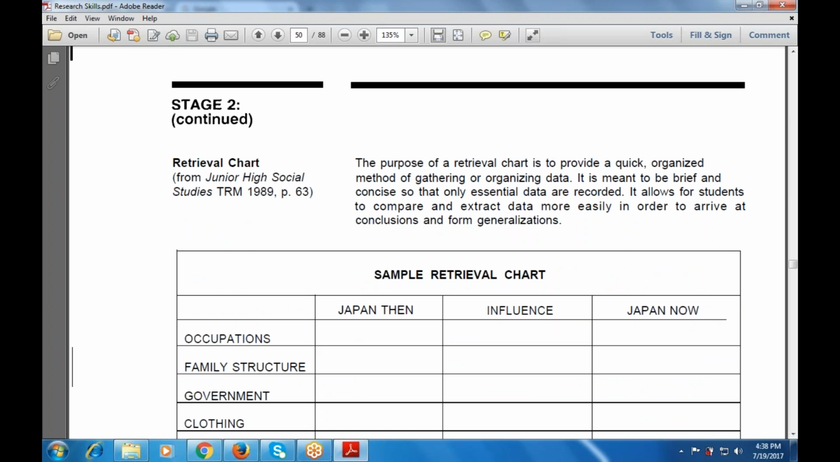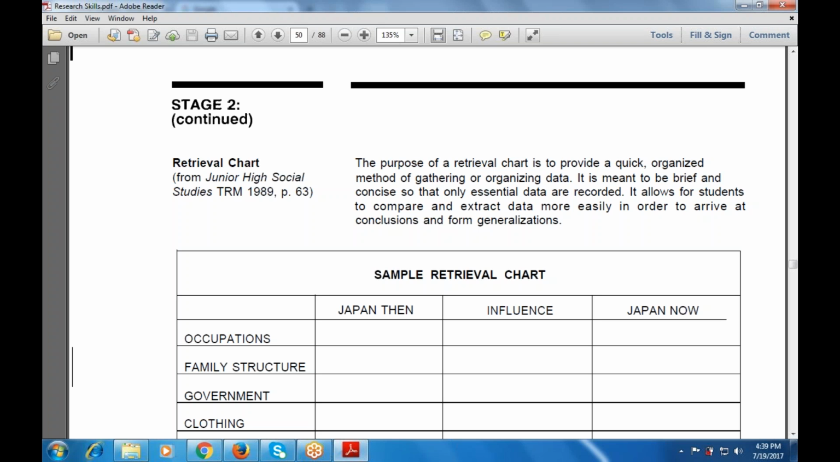The next is a retrieval chart. The main purpose of a retrieval chart is to provide a quick, organized method of gathering and organizing data. It is meant to be brief and concise so that only the essential data are recorded, not the duplicate, not the irrelevant data. That also allows the student to compare and extract the data more easily in order to arrive at conclusions.